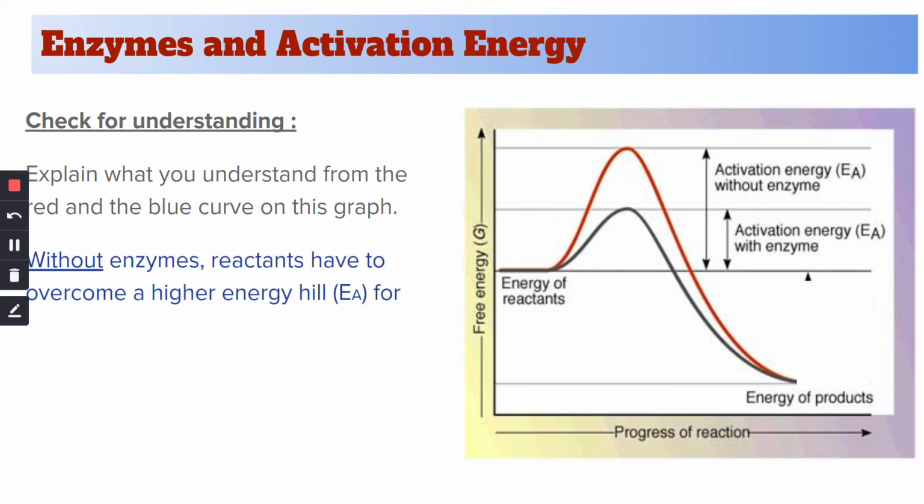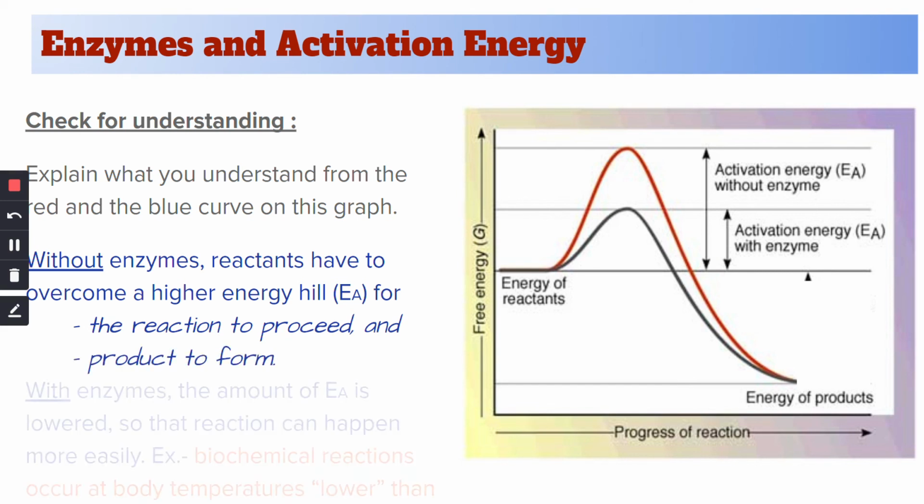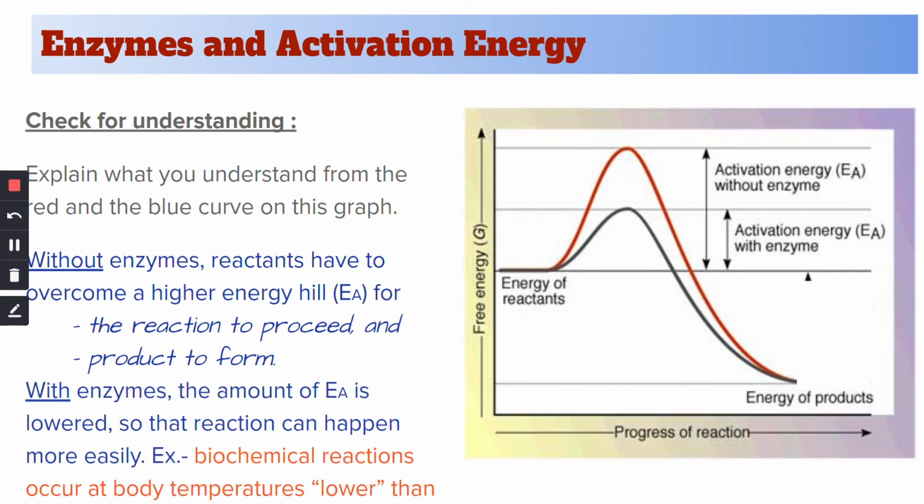Without the enzymes, the reactants will have to overcome a higher energy hill, which is represented over here as the first EA, the bigger arrow. So a higher energy hill has to be crossed by the reactants without the enzymes. The reaction has to proceed and form product, and to do that some energy push is needed. Now let's look at the blue curve. With enzymes, the amount of EA is becoming lesser. Look at the graph, so that the reaction can happen more easily.